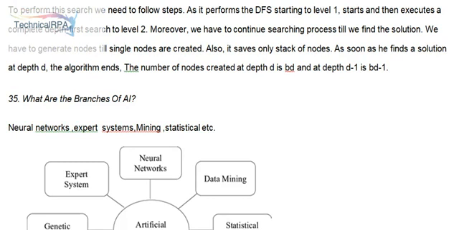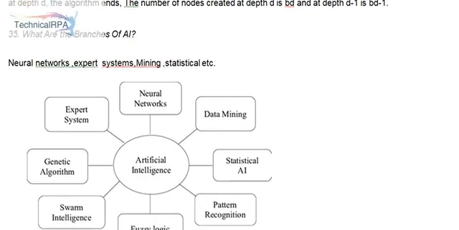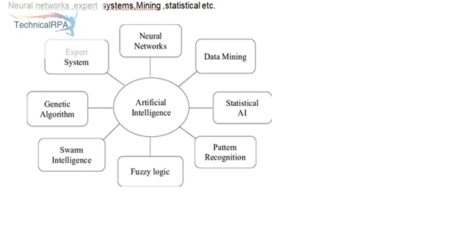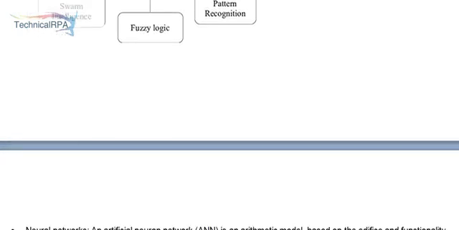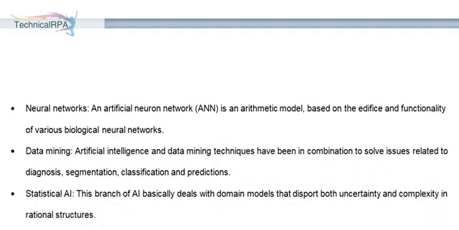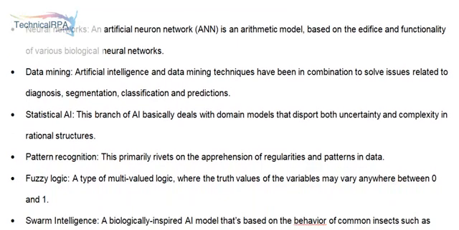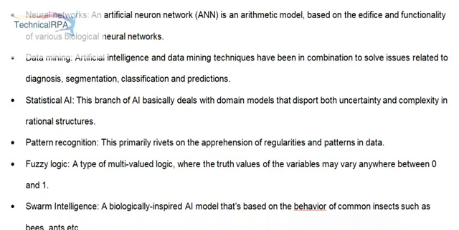35. What are the branches of AI? Neural networks, expert systems, data mining, statistical AI, etc. Neural networks: an artificial neural network, ANN, is an arithmetic model based on the structure and functionality of various biological neural networks. Data mining: artificial intelligence and data mining techniques have been combined to solve issues related to diagnosis, segmentation, classification and predictions. Statistical AI.